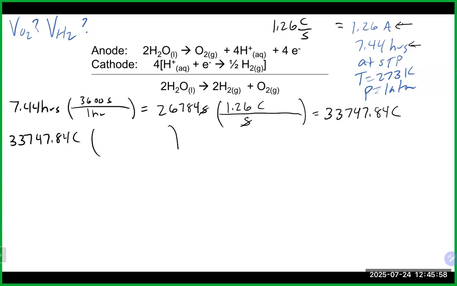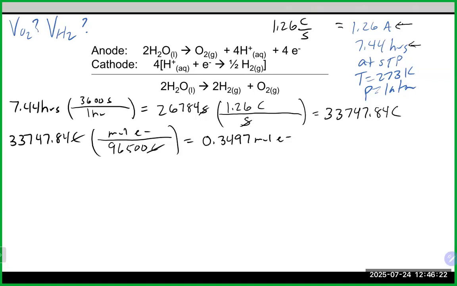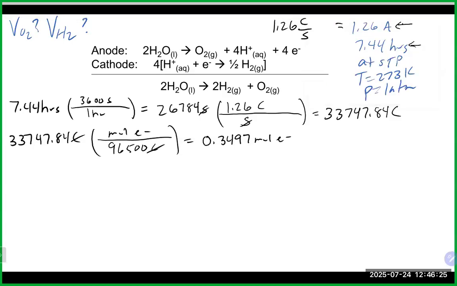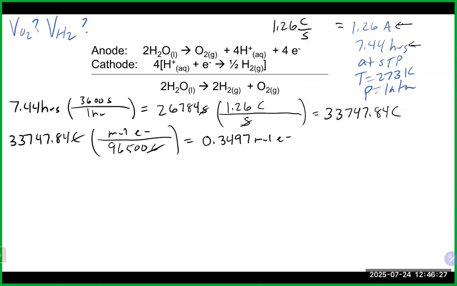And again, we're going to basically divide by Faraday's constant, 96,500 coulombs per mole of electrons. And that's going to cancel. And that will get me my moles of electrons, which looks like it is 0.349 moles of electrons. Since I'm interested in both gases here, I'm going to use both half reactions to figure out the moles of hydrogen gas and the moles of oxygen gas.